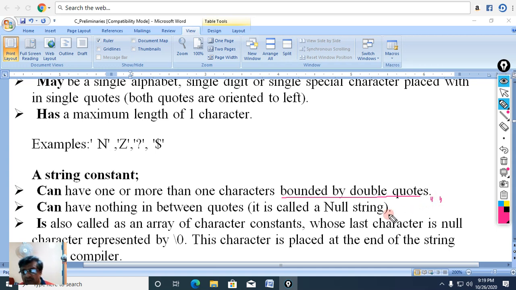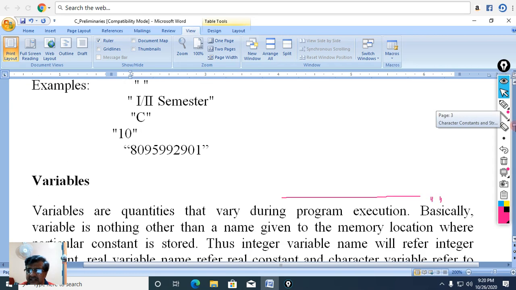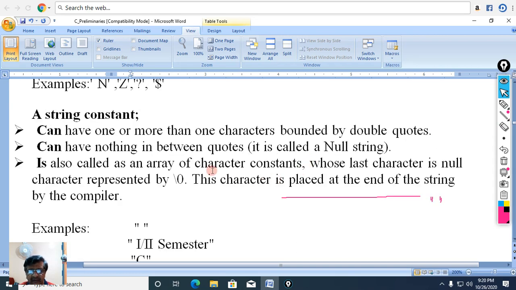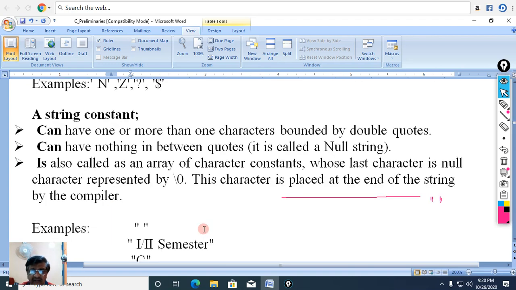We will come to know when we deal with string handling. It is also called an array of character constants, whose last character is the null character. Any character constant will always be terminated by the null character. That's how computers will recognize character constants. The detailed things will be emphasized whenever we discuss strings in a vivid fashion.